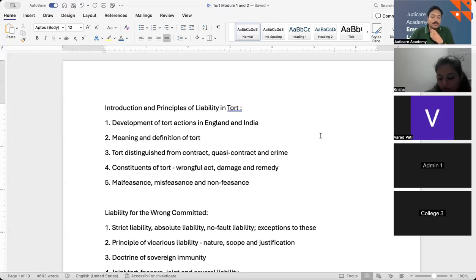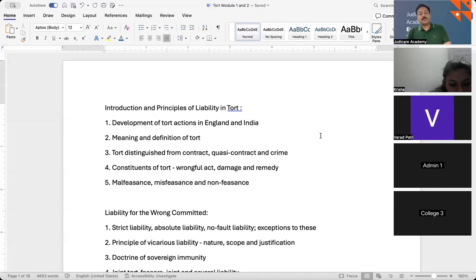We did understand the difference between different kinds of laws, like the difference between quasi-contract, contract, and civil. The principles of liability in tort cover a broad spectrum of interaction, and that can encompass the disputes arising from negligence, intentional wrong, and strict liability, what we discussed yesterday. Now, this lecture today will explore first of all, how the development of the tort actions in England and India has happened.